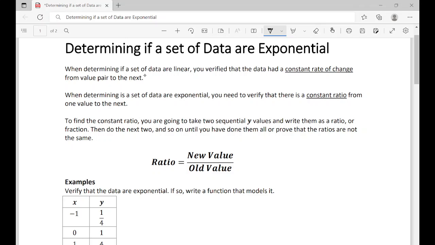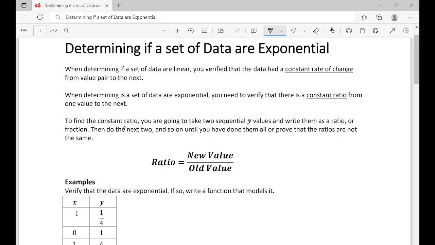When determining if a set of data are linear, you verify that the data had a constant rate of change, or a constant slope, from value pair to the next. When determining if a set of data are exponential, you need to verify that there is a constant ratio from one value to the next.